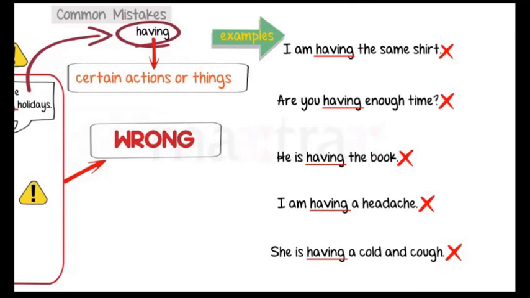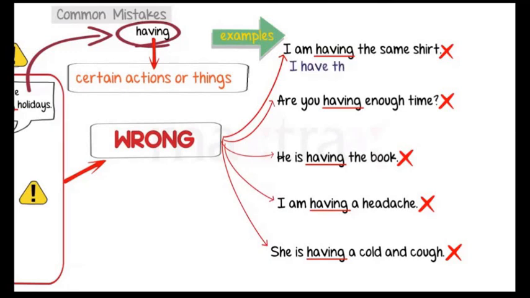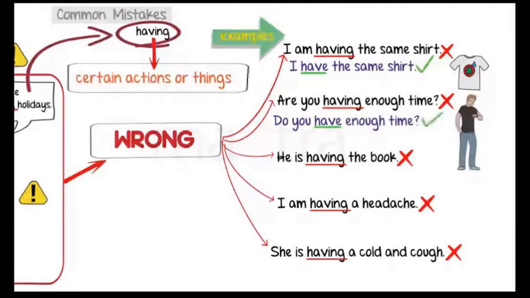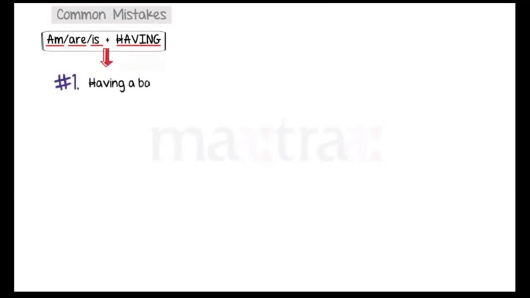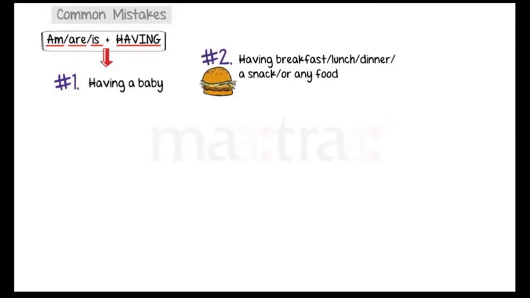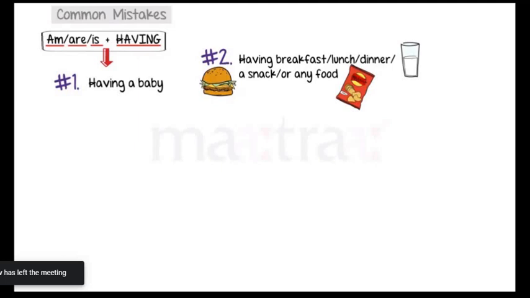These are all wrong. The correct way to say this is, I have the same shirt. Do you have enough time? He has the book. I have a headache. She has a cold and cough. Am, are, is, and having can only be used in the following situations: having a baby, having breakfast, lunch, dinner, a snack, or any food, which means eating a meal.